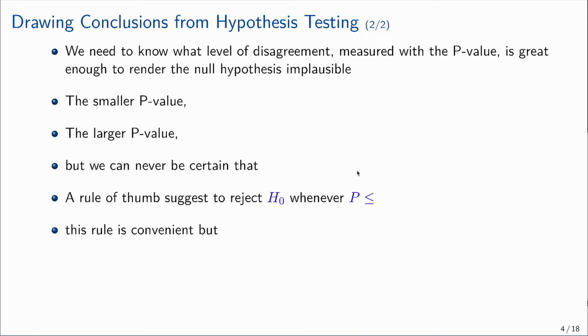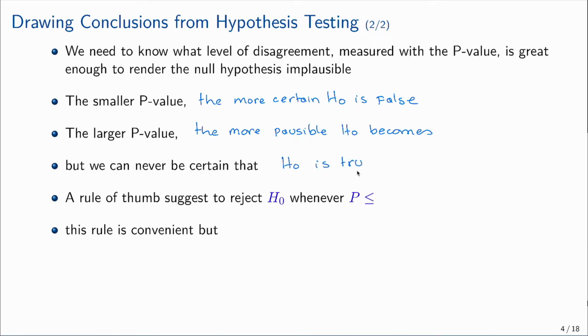We need to know what level of disagreement measured with the p-value is great enough to render the null hypothesis implausible. The smaller the p-value, the more certain the null hypothesis is false. The larger the p-value, the more plausible the null hypothesis becomes. But we can never be certain that the null hypothesis is true. As a rule of thumb, we reject the null hypothesis whenever the probability is less than 0.05 or 5%. This rule is convenient but has no scientific basis.